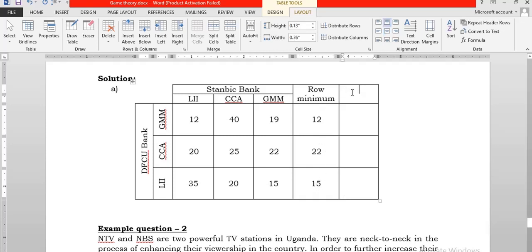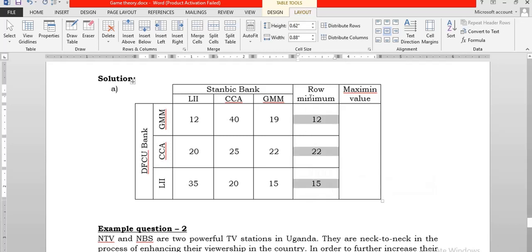Okay, so we shall now get what we call the maximin value. The maximin value will be the maximum value of the minimum values. So the maximum value is computed from these 3. You get the maximum value of the row minimums. The maximum value of row minimums here is 22, so I'll put here 22. Now I do the same for the columns.